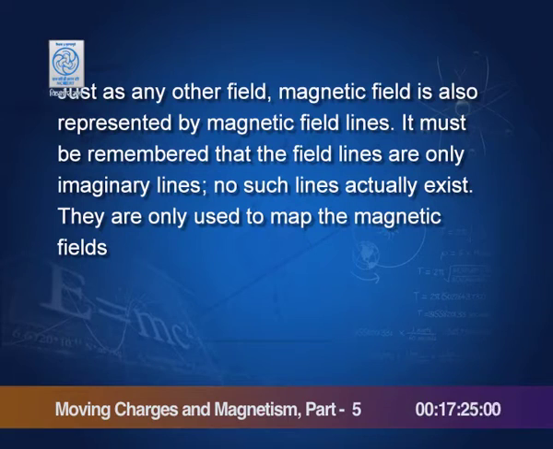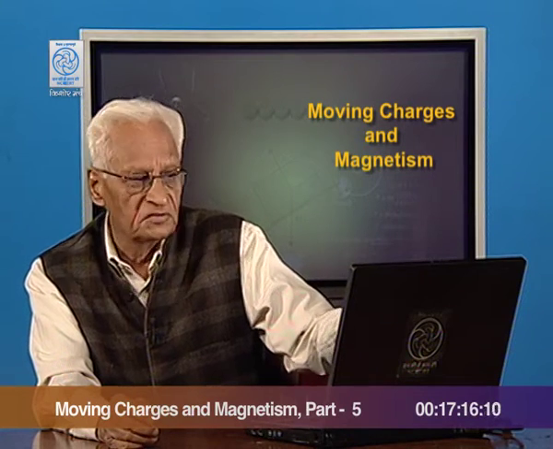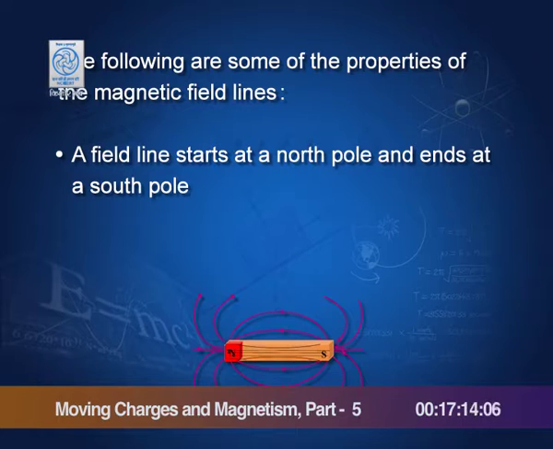No such lines actually exist. They are used simply to map a given magnetic field. The following are some of the properties of the magnetic field lines. A field line starts at a north pole and ends at a south pole. Here it ends at a south pole.